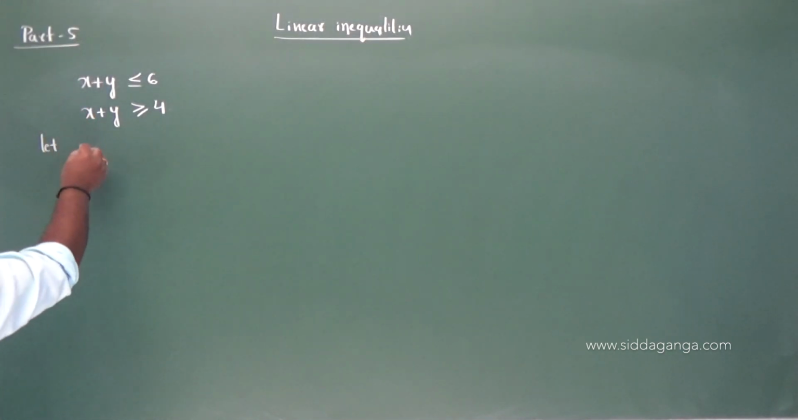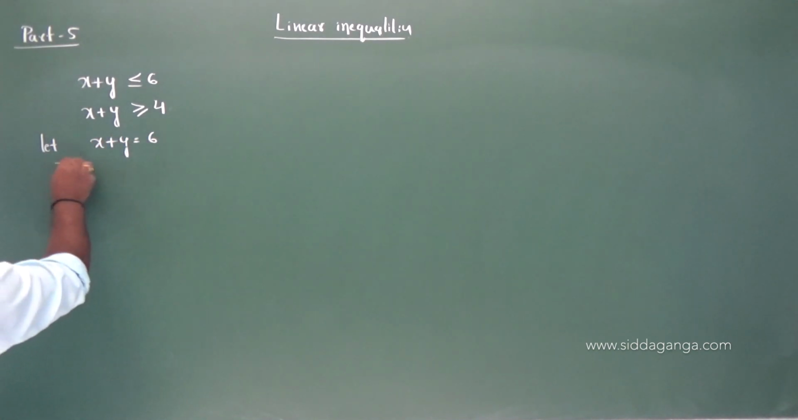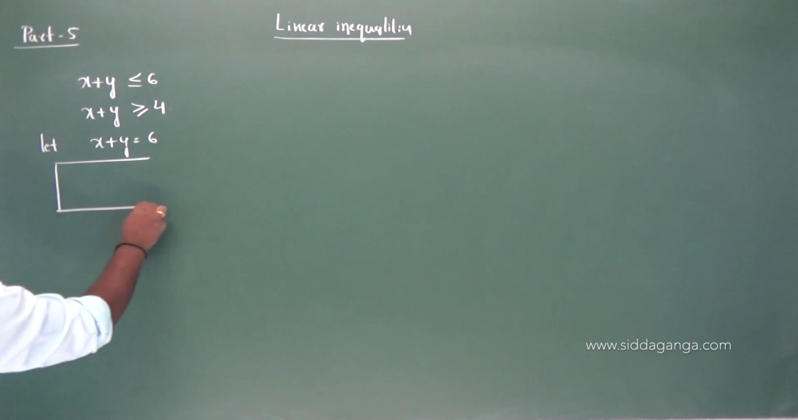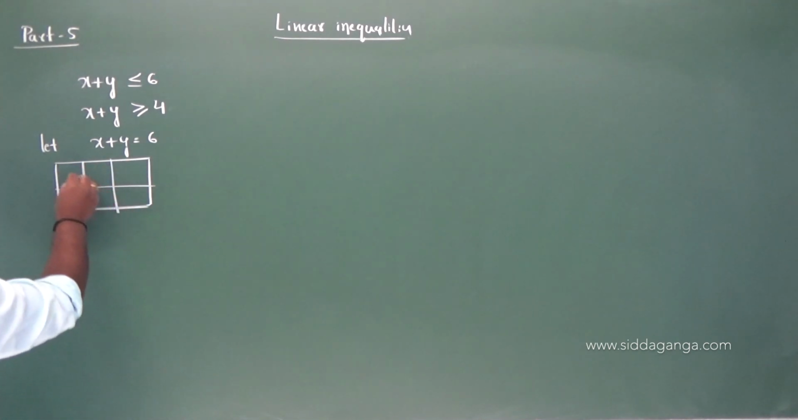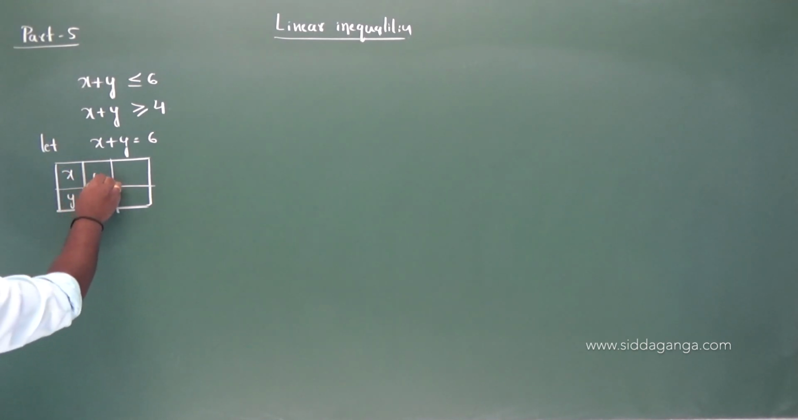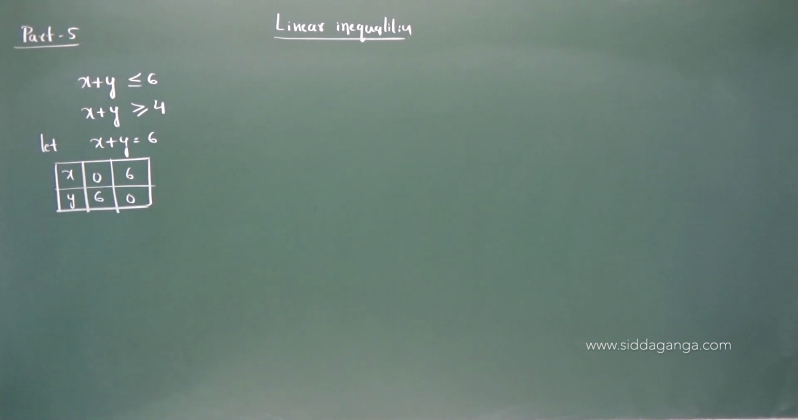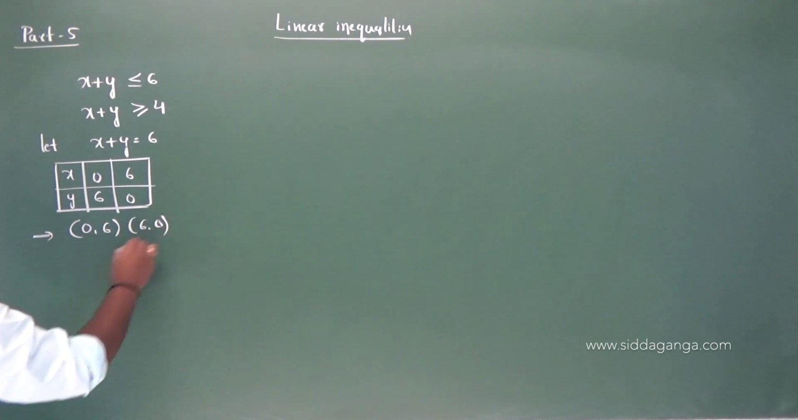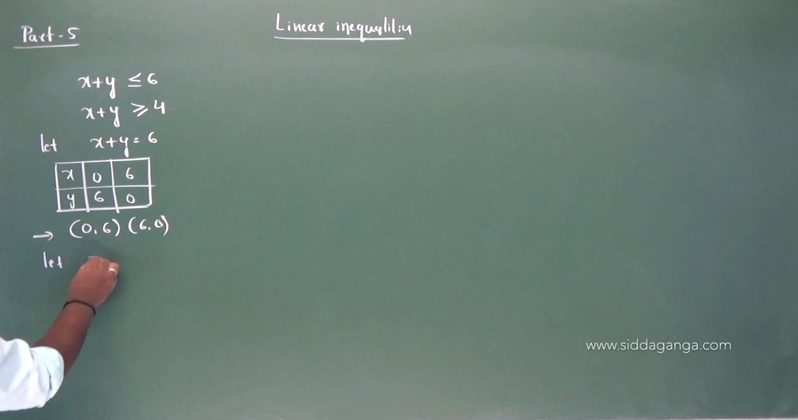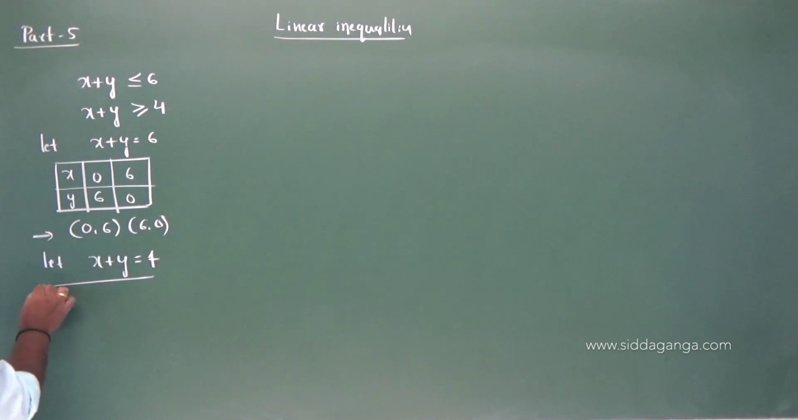Let the line be given by x plus y is equal to 6. It passes through what? When x is 0, y becomes 6. When y is 0, x becomes 6. Of course, the line passes through the points (0, 6) and (6, 0). Second line, let the line be given by x plus y is equal to 4, and this also passes through 2 points.